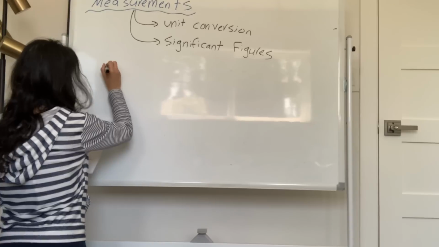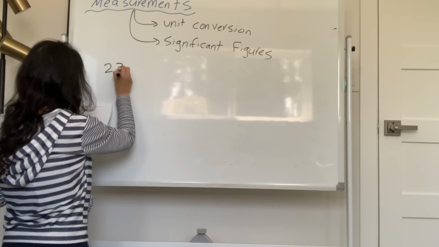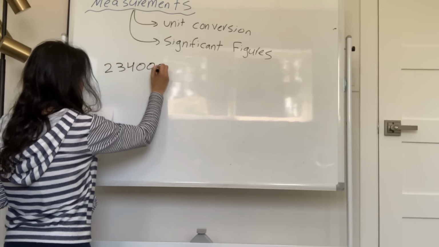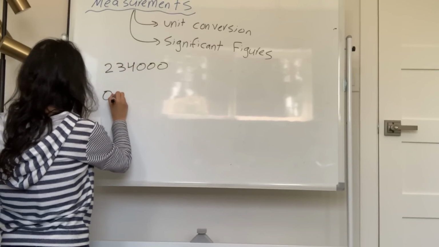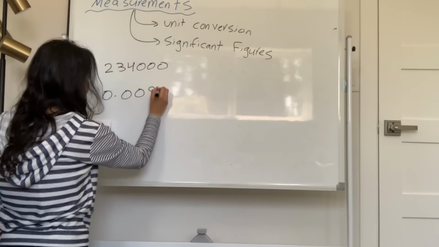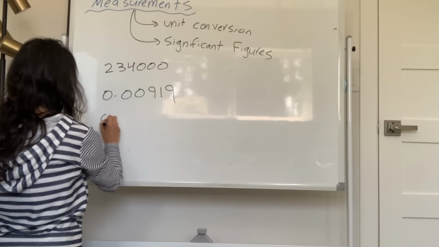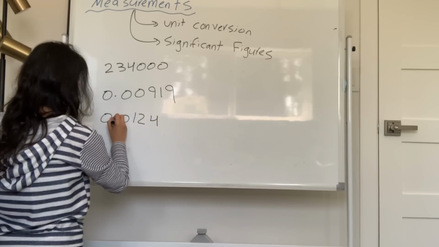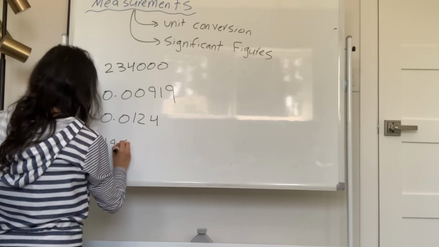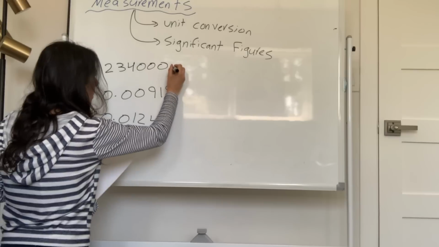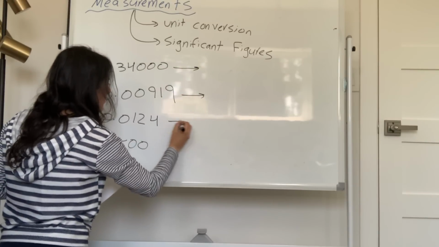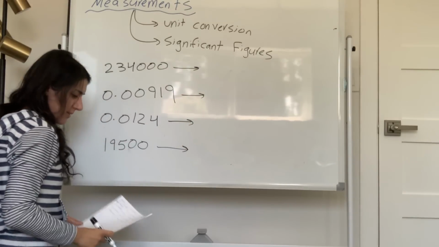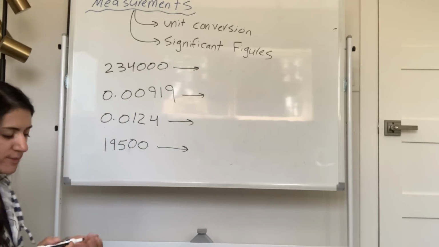So here are the numbers. 234,000, 0.00919, 0.0124, 19,500. What do I want you to do? I want you to express them in scientific notation. Okay, let's go over them together.